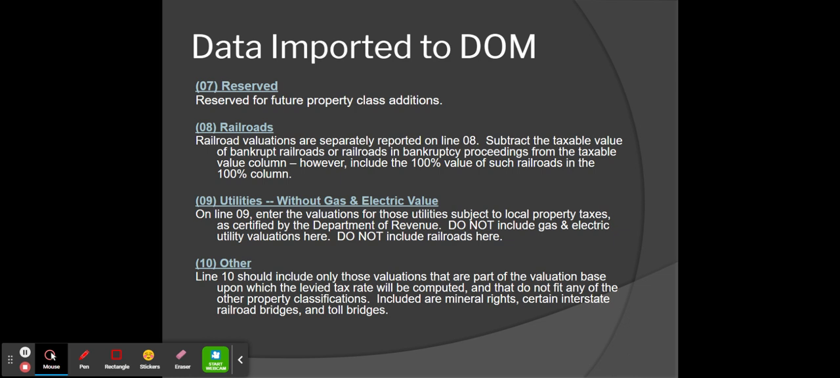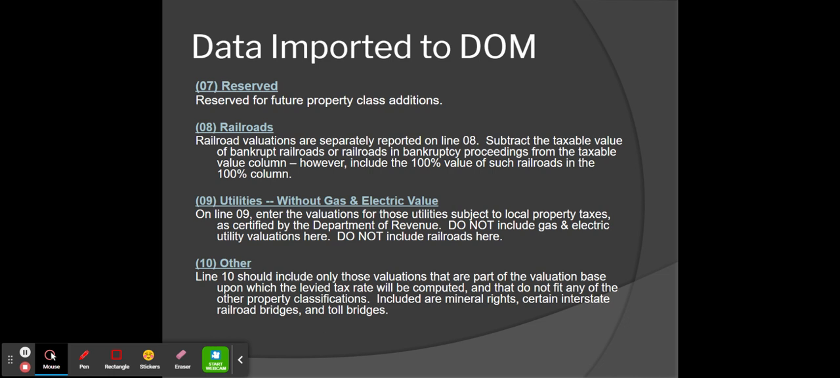Line 8 is railroads. That's your railroad value that's submitted to you by Department of Revenue. Utilities without gas and electric: these would be those utilities that are subject to local property tax and certified to you by Department of Revenue. There's not a lot that's included here, but those would be communicated to you by Department of Revenue. Gas and electric value is not included here, and neither are railroads.